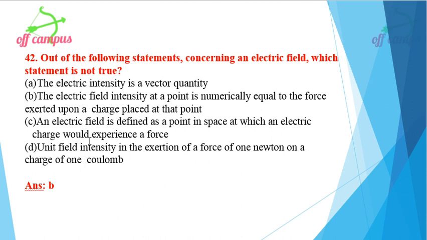We will check the rest of the options also. So the false statement is B. An electric field is defined as a point in space at which an electric charge would experience a force. It is a correct one. Unit field intensity is the exertion of a force of 1 Newton on a charge of 1 coulomb. This is also correct. So option B is the wrong statement, and it is the right option for this question.